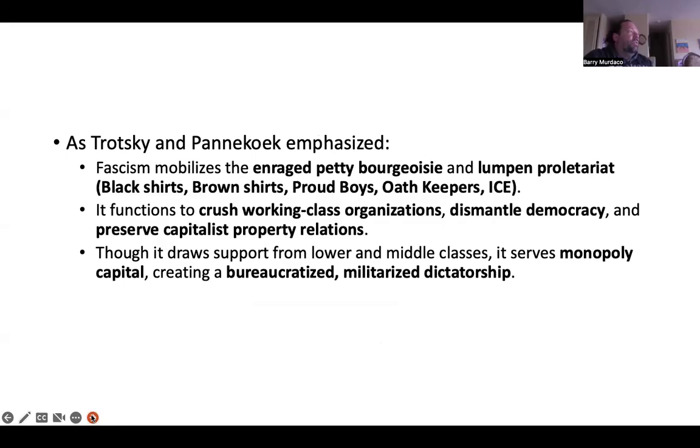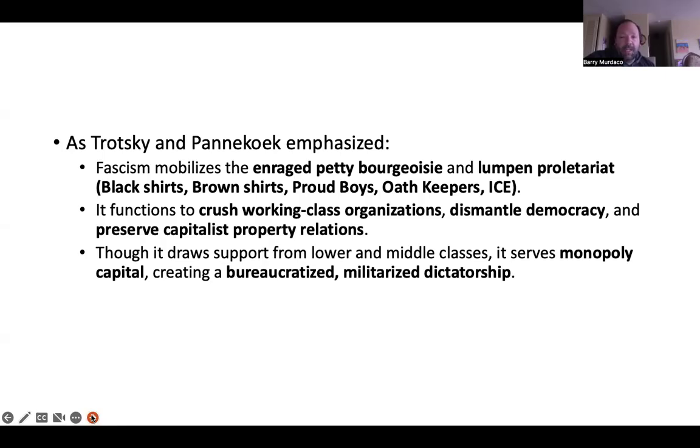Now turning more to the class basis of fascism. Theorists like Trotsky and Pankow both emphasize, and these are various different perspectives that they are bringing into play here, Pankow was a socialist, but was very much opposed to the Soviet Union. But they both agree that basically fascism draws its support from what they call the enraged petty bourgeois, basically like the lower middle class, or what could be literally termed the small bourgeoisie.